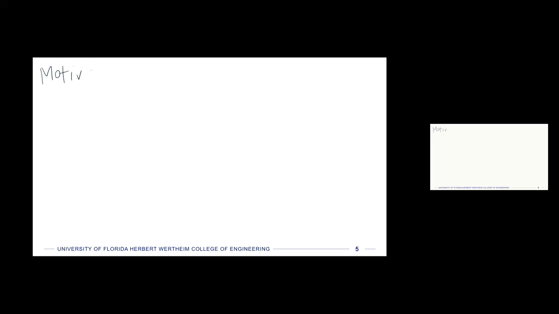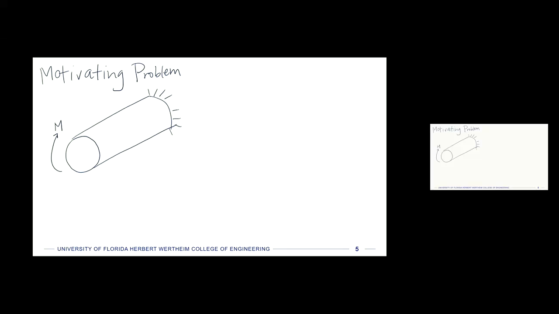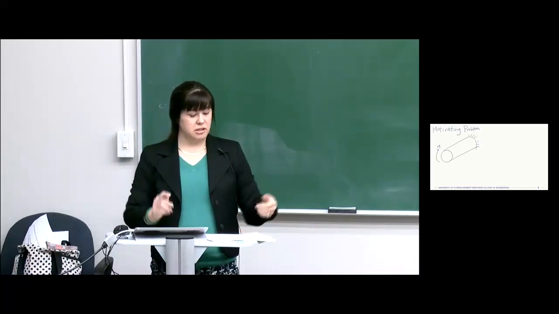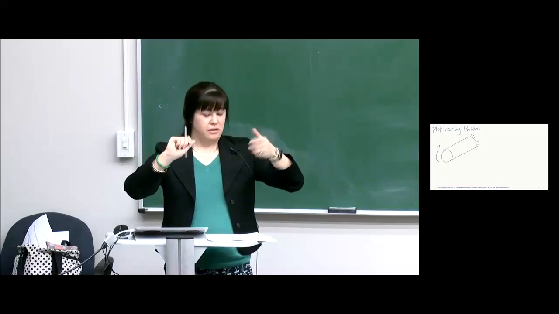Here's our motivating problem for today. And it is a bar with a circular cross section. Okay. And it is attached to a wall. Okay, so here's a wall. It's going to have some moment applied. Okay. And so this is like a very common problem, right? We've all studied this. This is a bar with a circular cross section under pure shear from an applied torque.